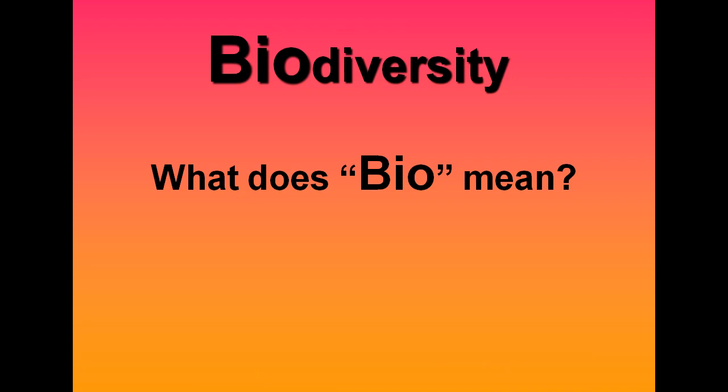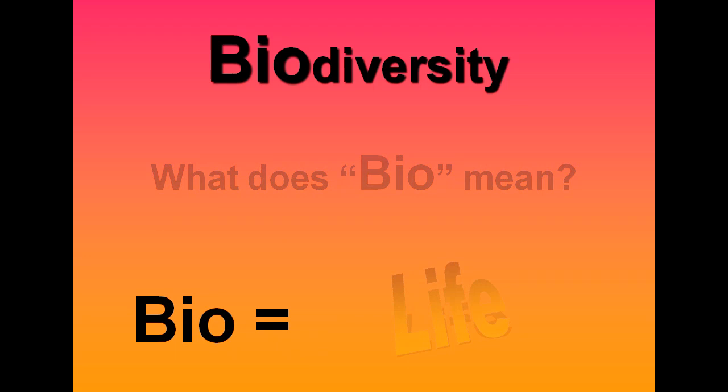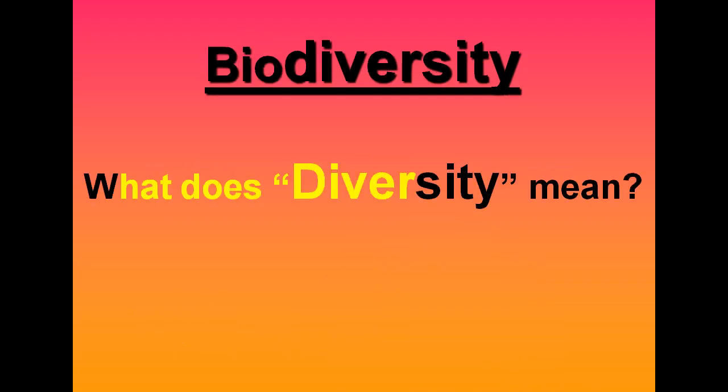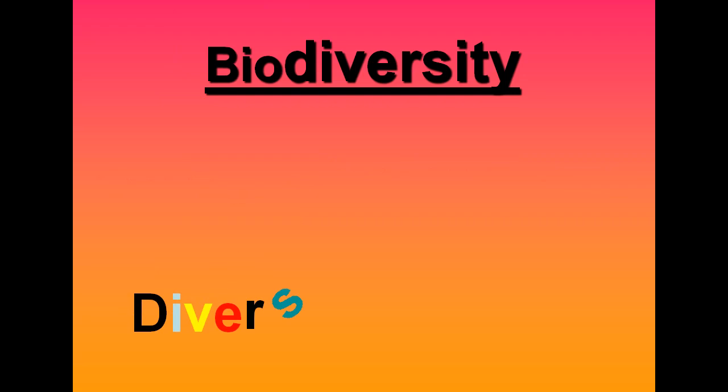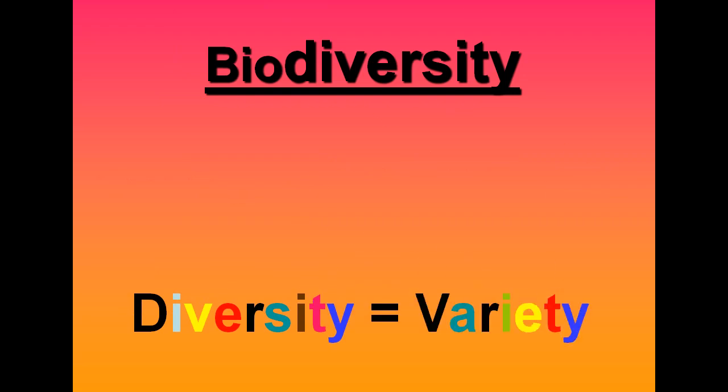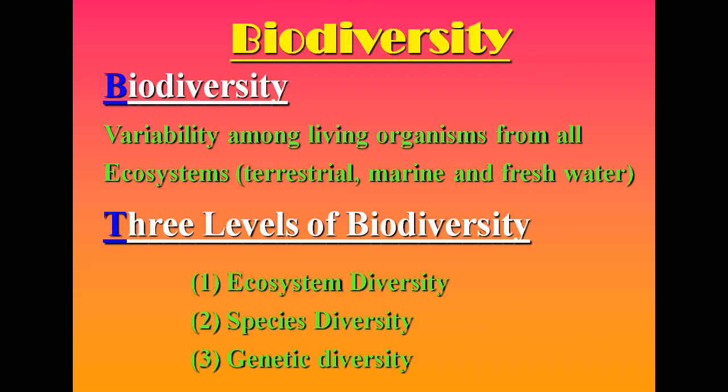Now coming to biodiversity. This biodiversity is made out of two words. First part is bio, second one is diversity. What do you mean by this? Bio means life, and diversity refers to variety. Diversity refers to varieties. So biodiversity is the diversity of life, or varieties of living beings. We call it biodiversity.